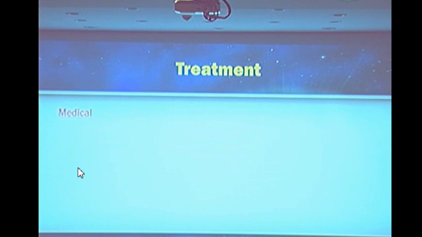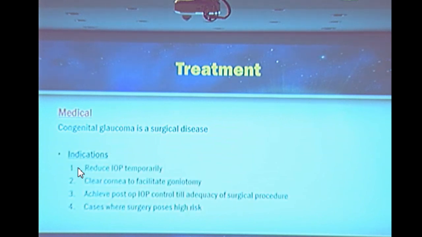Treatment, of course, we know that the treatment is surgery. It's a surgical disease. But medical treatment is important to reduce intraocular pressure in preparation for surgical intervention, to clear the cornea, especially if you are going to do goniotomy, and to achieve post-op intraocular pressure control after surgery. For those sick children with other syndromes, it is the only thing in your hand.